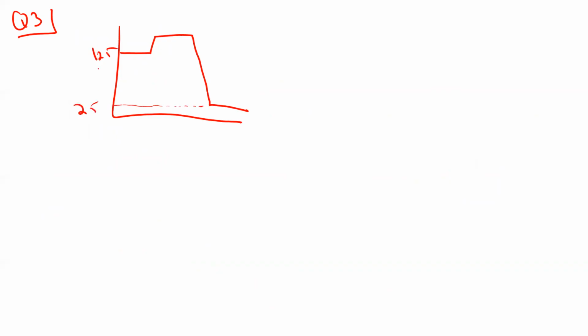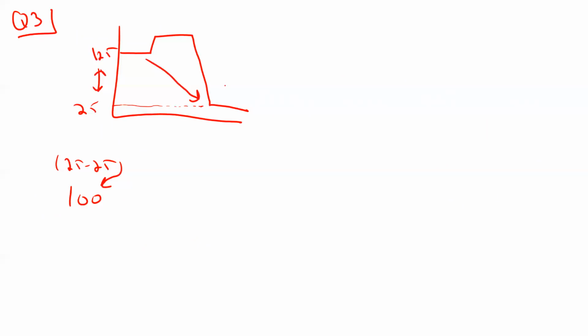So Q3, here they show you an energy diagram. It goes like this, it comes down. This has a 125 starting point, this starting point right here. It's in increments of 25. So that difference is 100. You know, 125 minus 25 gets you to 100.